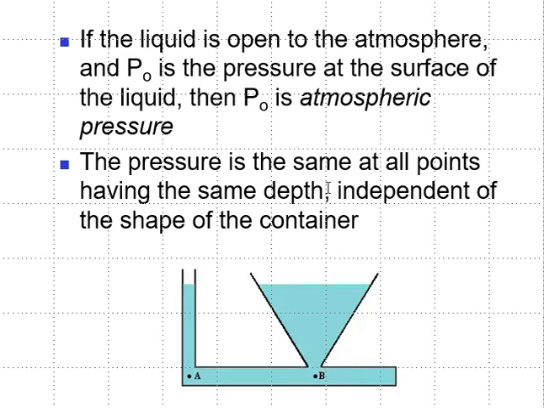The pressure has to be the same at all points having the same depth, independent of the shape of the container. So even if you had a crazy shaped container like this, the pressure at A would have to be equal to the pressure at B.